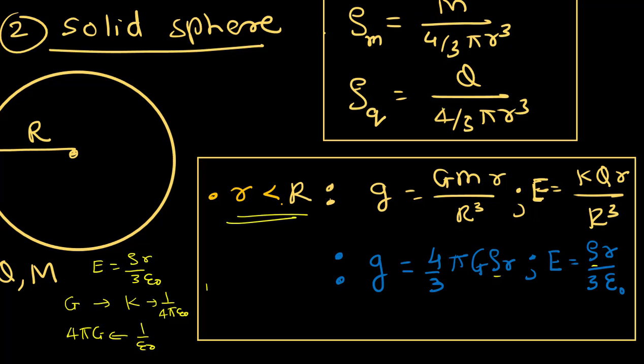So I'll write it over here. So for g, I'll write rho as it is, r as it is, 3 as it is, and 1 upon epsilon naught I'll replace by 4 pi G. And I get this formula: 4 pi G rho r upon 3. Please note that this capital G is the universal constant for gravitation, and small g is of course the intensity of gravitational field. So please make a distinction between them.